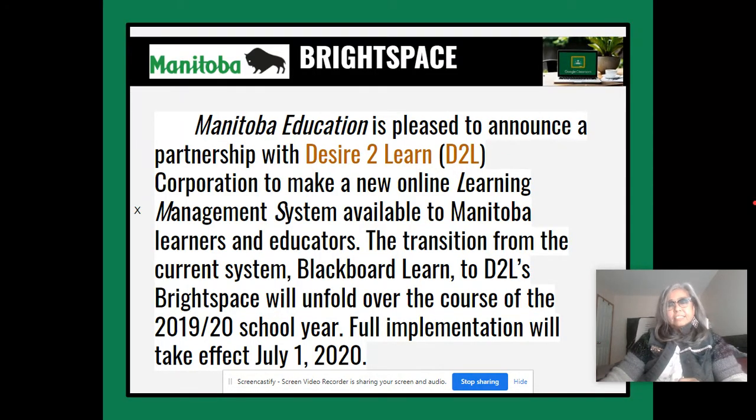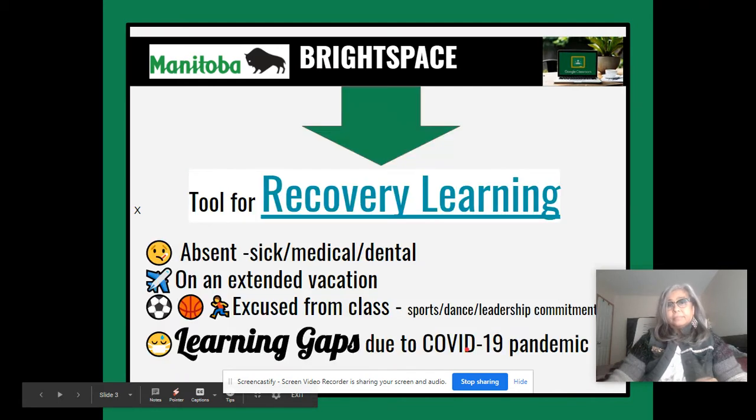So in the province, Manitoba Education is pleased to announce a partnership with Desire to Learn, or D2L Corporation, to make a new online learning management system available to Manitoba learners and educators. The transition from the current system, Blackboard Learn, to D2L's Brightspace will unfold over the course of this school year, and the full implementation will take effect July 1st.